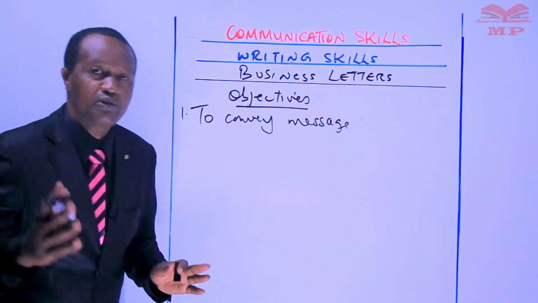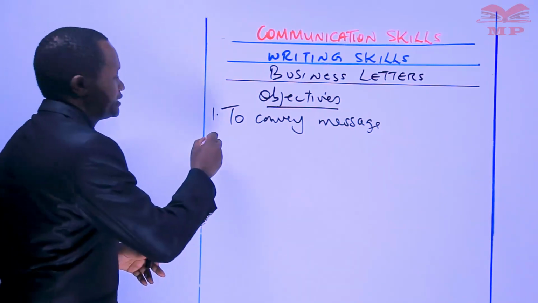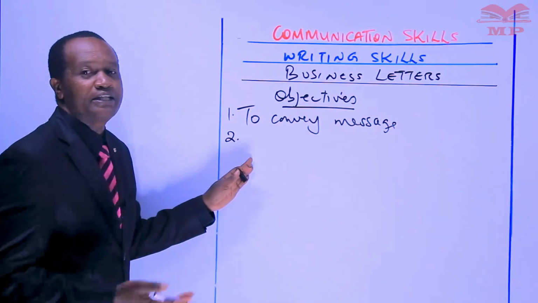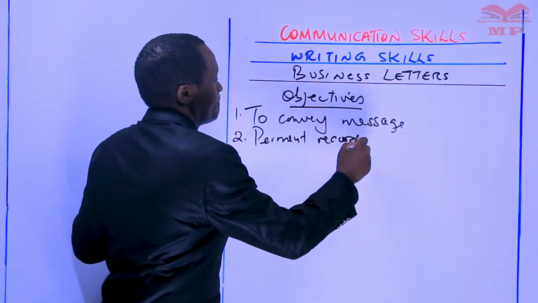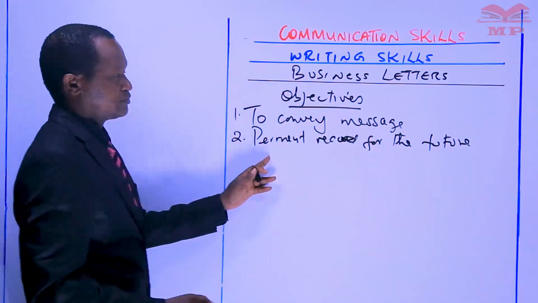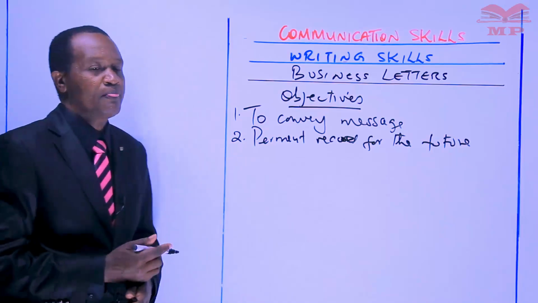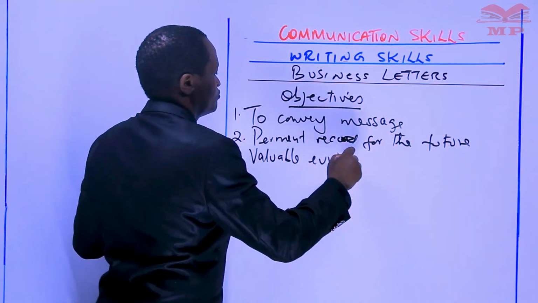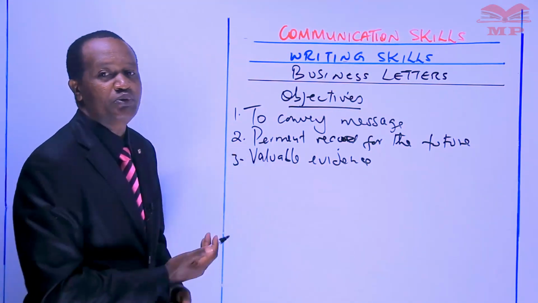It can be of any form, and we'll be discussing some of these types of messages as we progress in our lesson. The second objective is to have a permanent record. Business letters provide a permanent record for the future, or for future reference. Business letters can also be used as valuable evidence in the event of legal disputes.